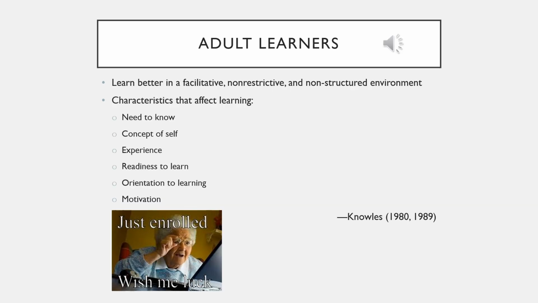When we're doing community health, we have to think about the adult learners, and they typically learn better in a facilitative, non-restrictive, and non-structured environment. There are characteristics to that adult learner that can really affect their learning. And the first is their need to know. Adults must know why they need to learn. The nurse should explore reasons that the individual families and groups want to learn and identify their learning needs.